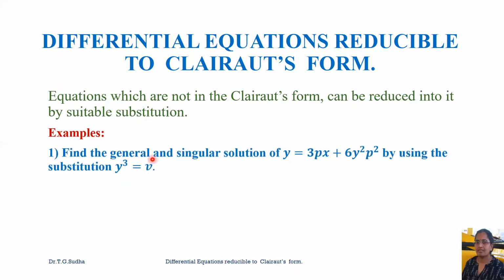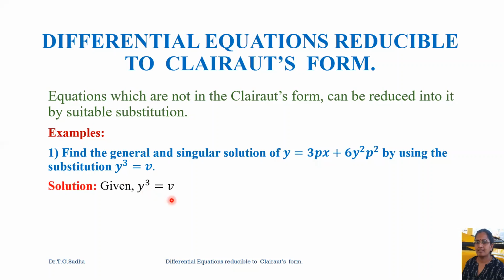The first one: find the general and the singular solution of y is equal to 3px plus 6y square p square by using the substitution y cube is equal to v. As one can see, this given differential equation is not in Clairaut's form, but it can be brought to Clairaut's form by the given substitution y cube is equal to v. That is, we are going to change the variable y to the variable v. Since we are changing y to v, we need to change dy by dx to dv by dx. Let us see how to solve such equations.